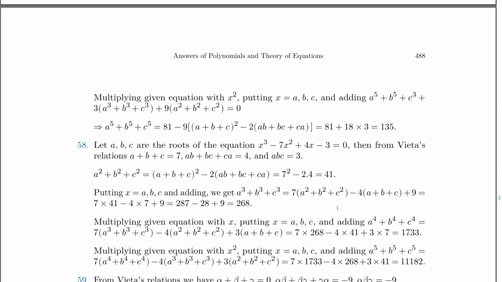Once we have this, we do the same for x to the power 4. By multiplying by x, we obtain a to the power 4 plus b to the power 4 plus c to the power 4.